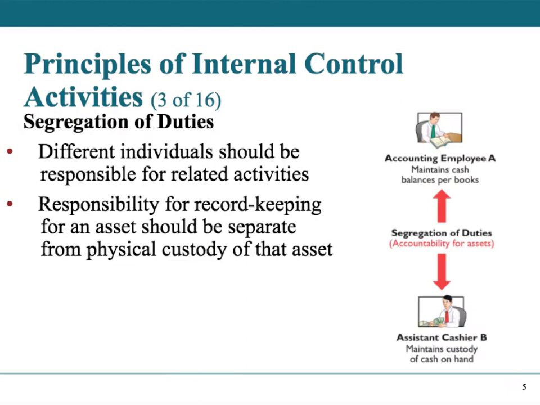The next control gets confused with establishment of responsibilities a lot. So let's take a look at this one. It's called segregation of duties. It states that different individuals should be responsible for related activities. Which activities are related? Typically, related activities are considered to be record keeping versus physical custody of the asset.